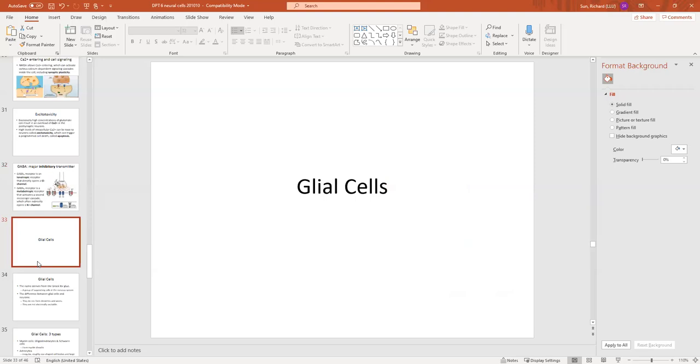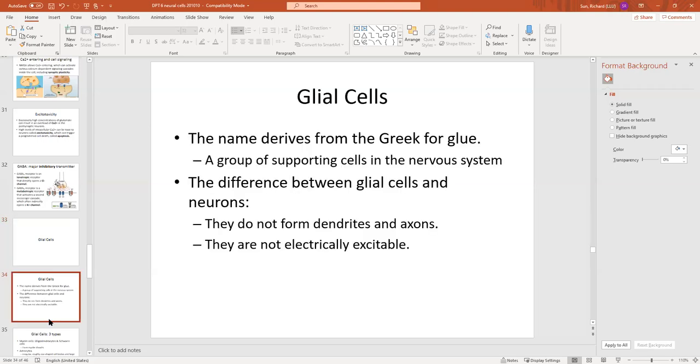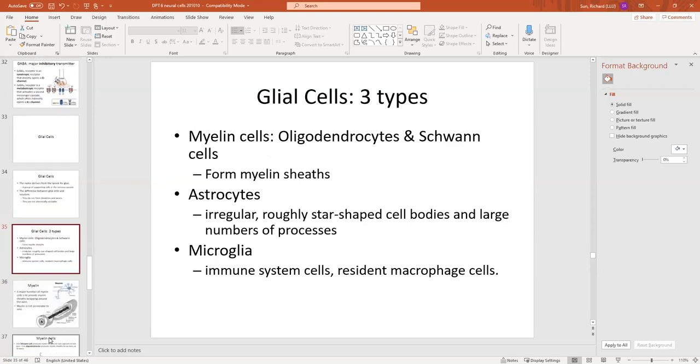Then we are going to talk about this one, glial cells. Before, we talked about neurons and several major functions of the neuron. Now we are going to talk about another group of cells. Those are the glial cells. So glial cells are of three types: myelin cells, astrocytes, and microglia. Myelin cells form the myelin sheaths. Two types of myelin cells: oligodendrocytes and Schwann cells.